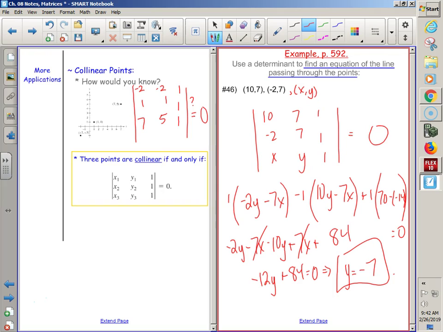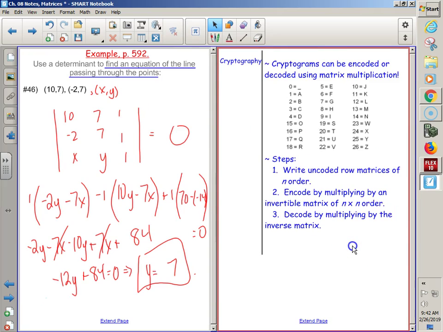Oh, we should have been able to figure it out. -84 divided by -12 is 7. Oh yeah, because they both share 7, it had to have been a horizontal straight line. Y equals 7. It's a horizontal line. Oh my goodness, so many applications today.